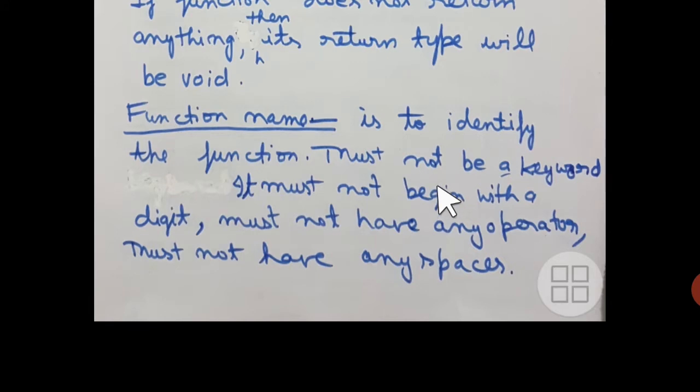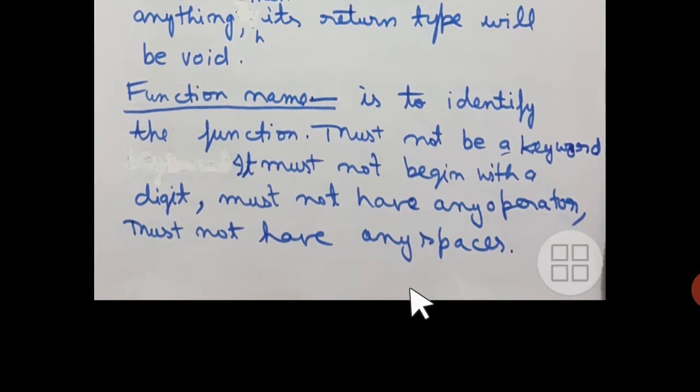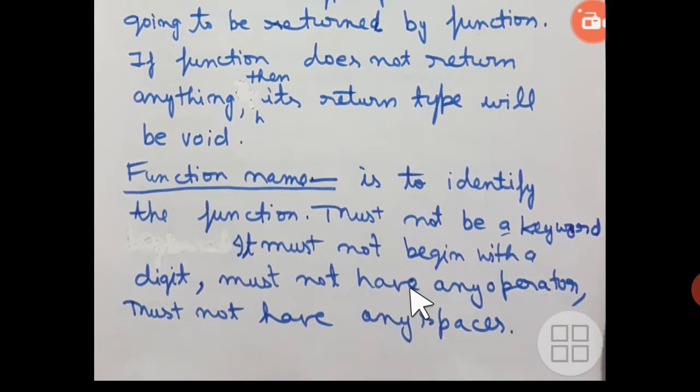Always remember, because we have to follow all the rules required for naming a class or interface, or whenever we have to name something, so we have to always take care of the rules for that. So students, here the name of the function must not be a keyword. You cannot have a name of a function as void or int or char or system. They're all keywords. Then it must not begin with a digit, must not have any operator, must not have any spaces. So all these things you need to remember and take care of while writing the name for the function.